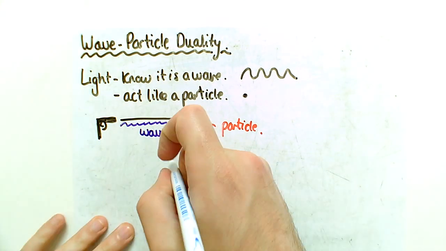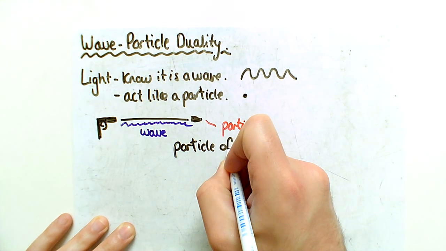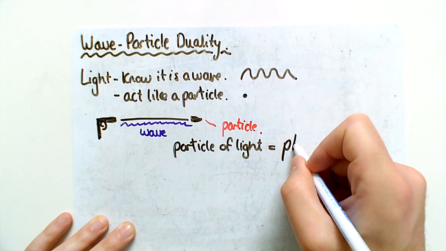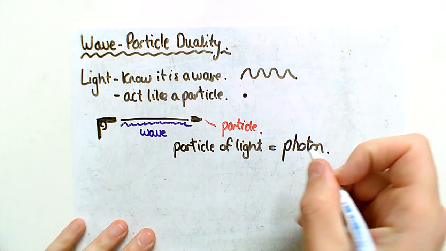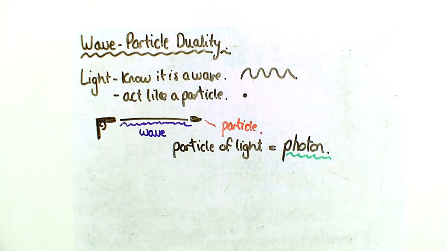And what we call a particle of light is called a photon. So a particle of light is called a photon. And if we're talking about a photon, we are talking about one beam of light. So one wave or one particle. When you've got a light source, you're going to have lots of photons. But we are just talking about one of those. A single one.